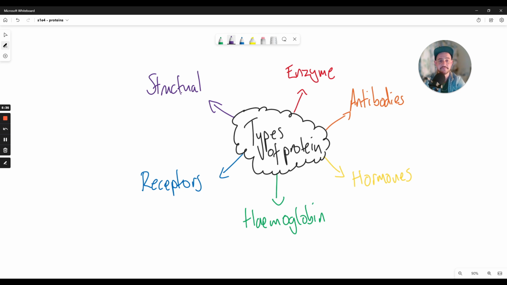Okay, so here are then our 6 types of protein which you need to be able to name for your National 5. We have enzymes, antibodies, hormones, hemoglobin, receptors, all being functional proteins, all with specific jobs to do. And we have a family of structural proteins such as collagen or keratin that are there to keep your cells and tissues strong and supported.